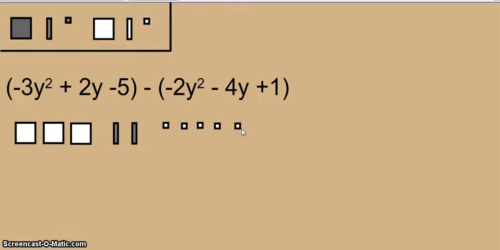Our next step is to simply take away the terms in the second polynomial. So we have to take away negative 2y squared, we have to take away negative 4y, and we have to take away positive 1. By looking at our tiles, we can subtract negative 2y squared because we have enough to do that.